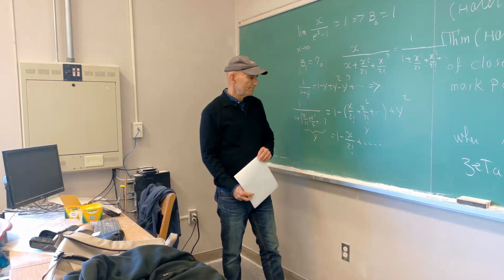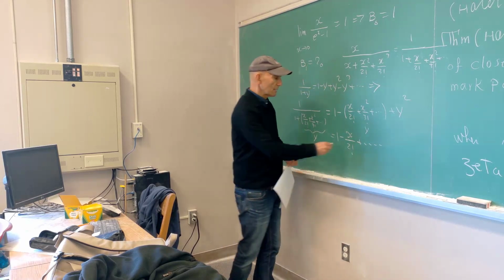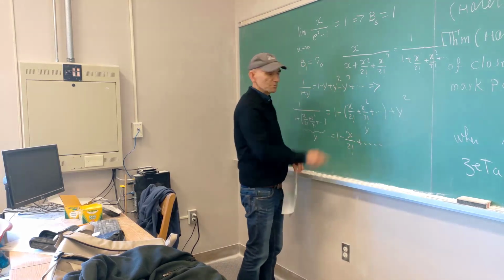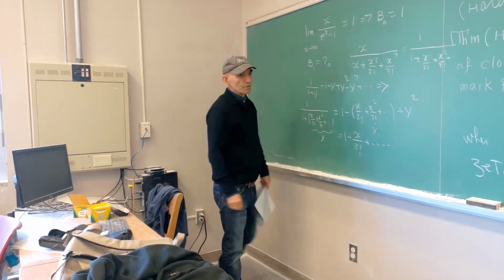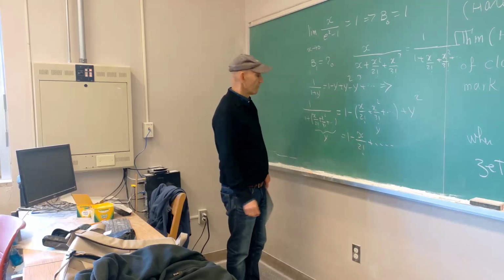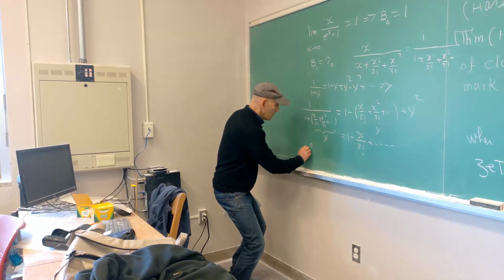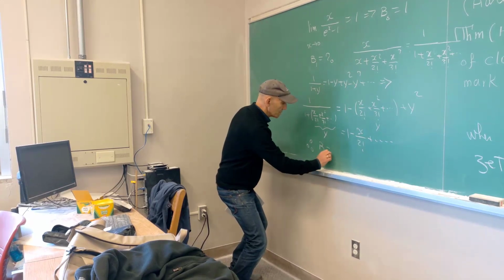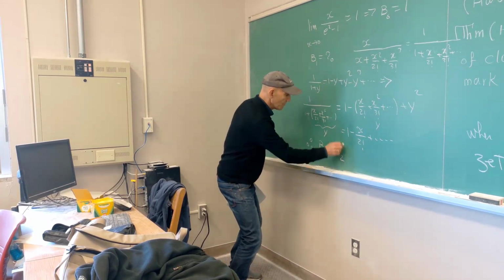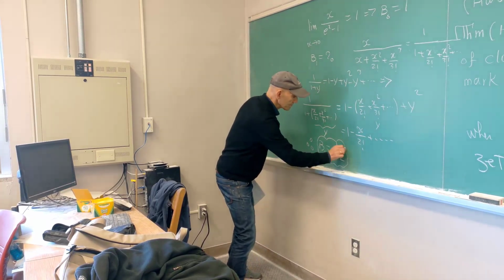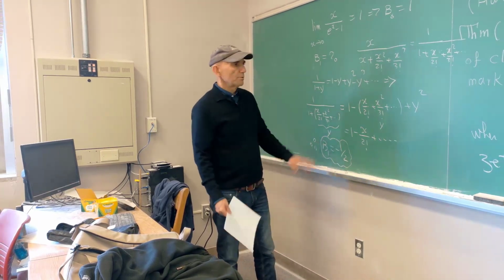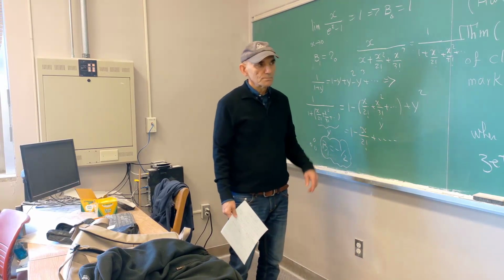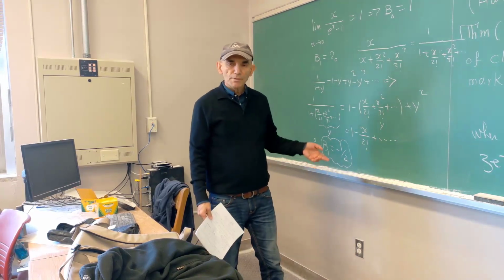So what does this mean? This means that B1, according to our definition, is minus 1/2, right? So we conclude that B1 is minus 1/2. So we have these two Bernoulli number values, B0 and B1.